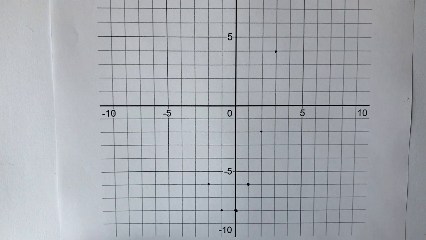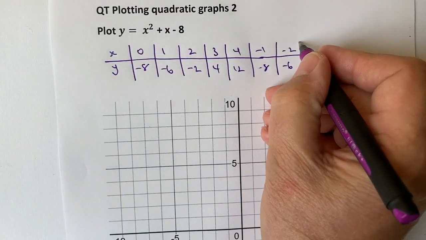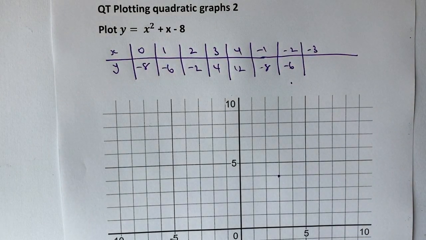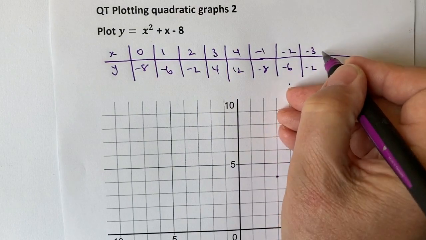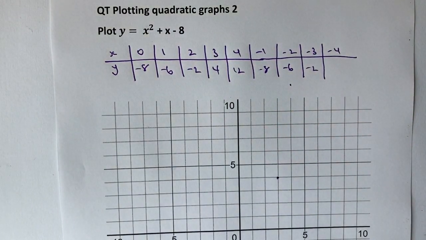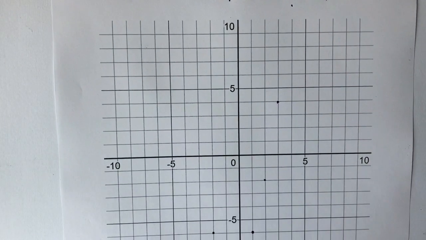So what I'm going to do is look at the value of x as being now minus 3. So minus 3 squared is going to be 9. Then 9 minus 3 is going to be 6, and 6 minus 8 is going to be minus 2. And then finally, I'm going to look at minus 4. Well, minus 4 squared is going to be 16. 16 minus 4 is 12, and 12 minus 8 is going to be positive 4. So let's just plot those 2 points.